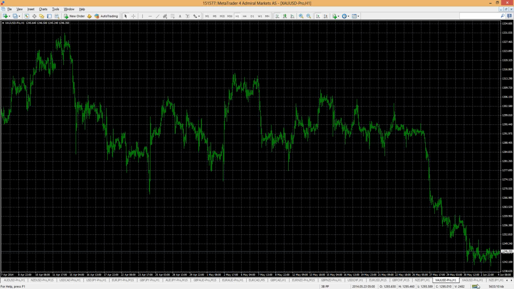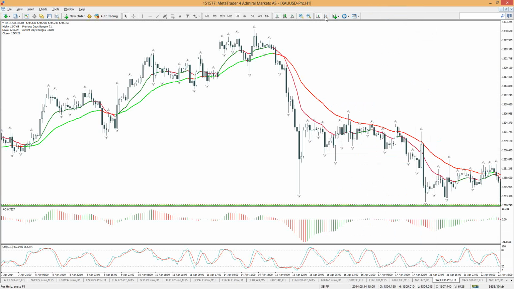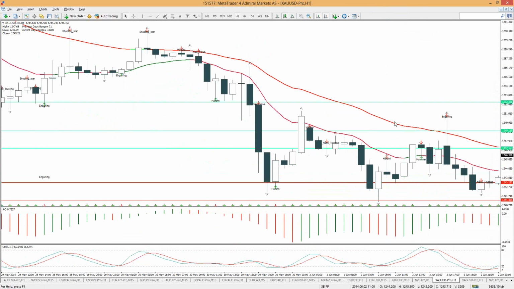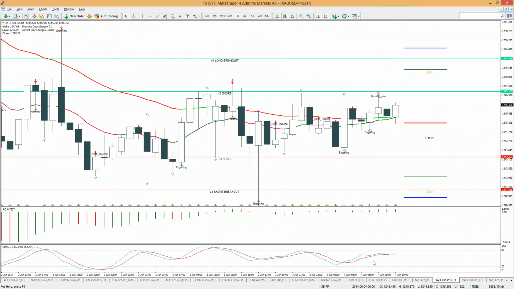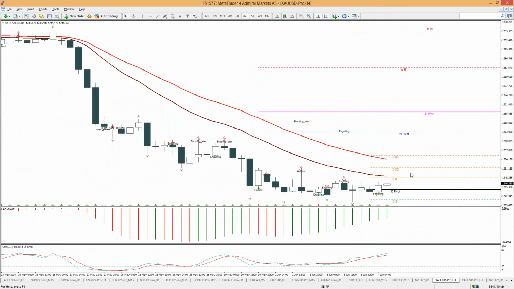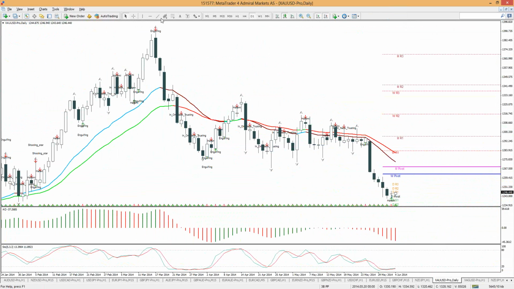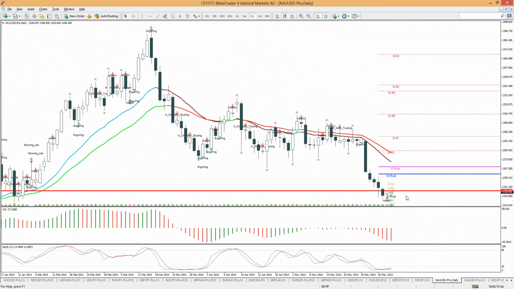XAU, wait, what happened with this one? Let's put the template on. There it is, XAU USD. Consolidation on the 4-hour chart, price is going sideways. Yesterday was a Harami or Doji. So the key level is going to be yesterday's high. If we close above it today, that could signal some retracement and bullish bounce to the upside.